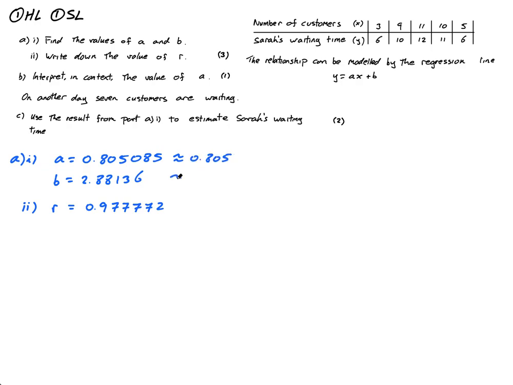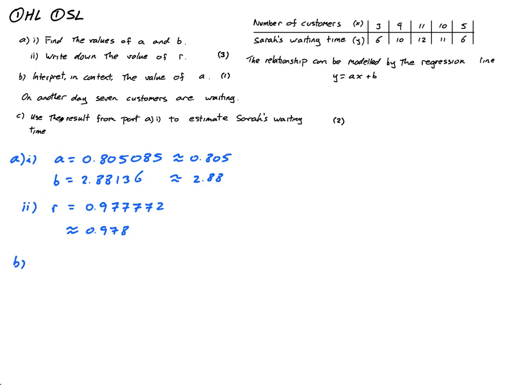0.805, approximately equal to 2.88, approximately equal to 0.978. But put the 6 significant figure number down as well, because even if you mess this up, you probably still get the marks.